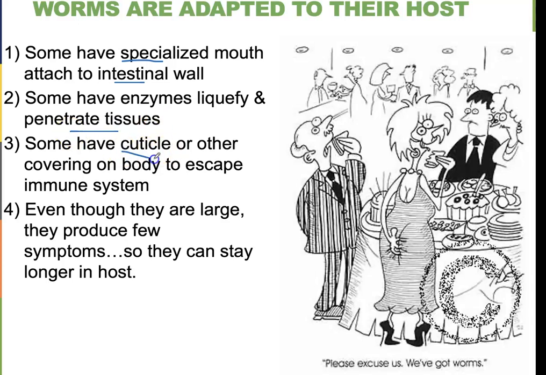Some of them have a cuticle. So this cuticle is going to be a covering that has nothing for the immune system to see. It's basically a cloak, right? So there's no antigenic proteins on this cuticle. It's basically invisible to the immune system, so it leaves it alone. And even though they're really large, they don't produce many symptoms. They're very good at being parasites, so they can stay in the host longer.